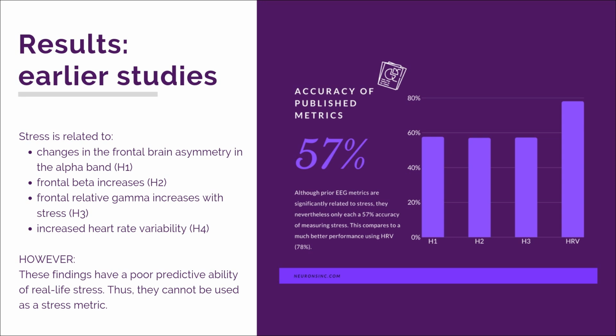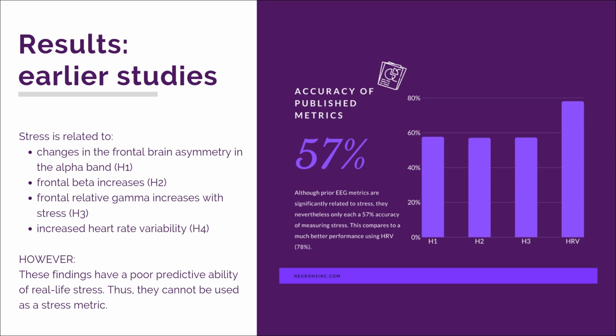When we started analyzing the results, we focused on testing whether the results of previous researchers could be confirmed. As we mentioned before, there were 4 different findings that we looked at. And yes, indeed, we can confirm that stress was related to changes in the frontal brain asymmetry in the alpha band and the frontal beta increase, the increase in frontal relative gamma, and finally increased heart rate variability. So that basically confirmed statistically what other people had found.